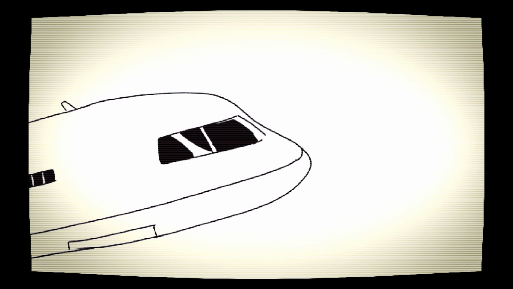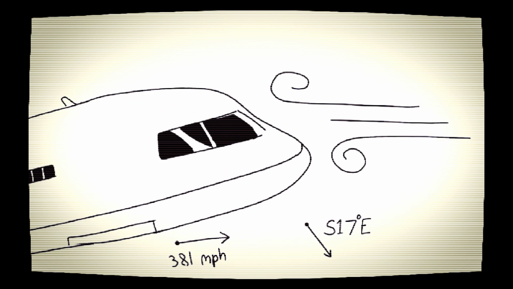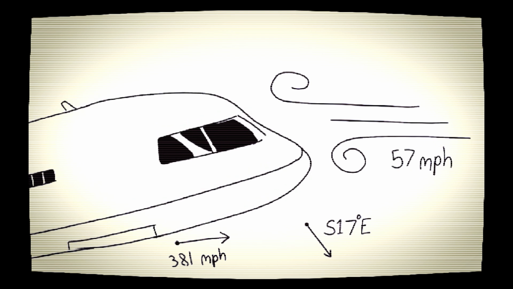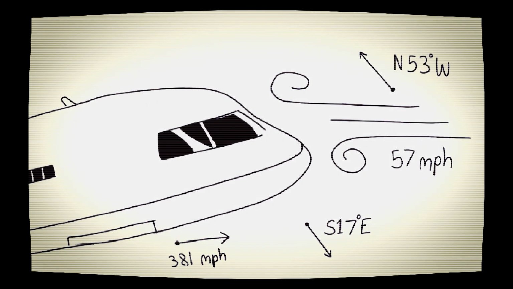Forces also interact with each other constantly, be they adding on to one another or subtracting from one another. We can use a moving plane as an example of this sort of thing. Let's say this plane is moving at a speed of 381 miles per hour on a southeast bearing of 17 degrees. And as it flies, we introduce another vector of a headwind hitting the plane with a speed of 57 miles per hour from a northwest bearing of 53 degrees.